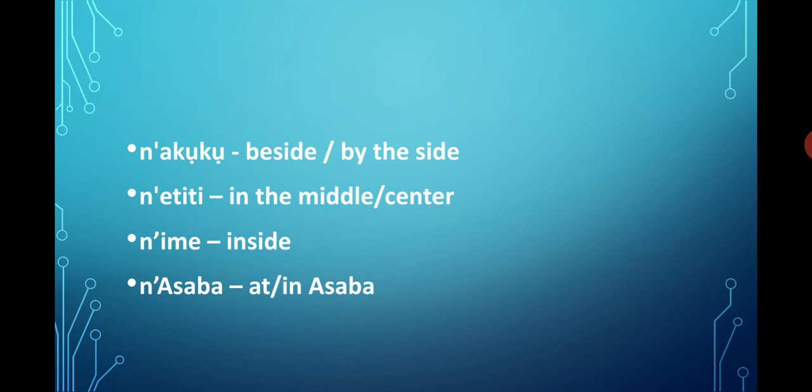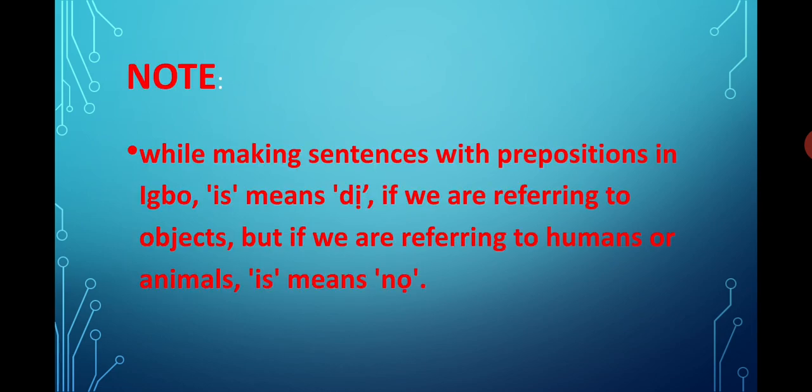n'Asaba, at Asaba or in Asaba. I used Asaba here to represent other places. It could be anywhere, n'Enugu, n'Abuja, n'Amerika, na ShopRite, na Gabs, na Chicken Republic, depending on where you're making reference to. Okay, so let's go and make sentences.